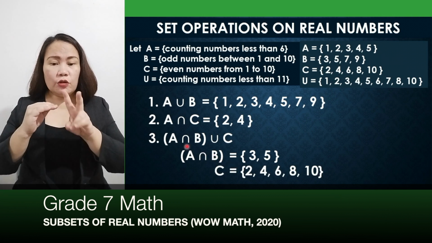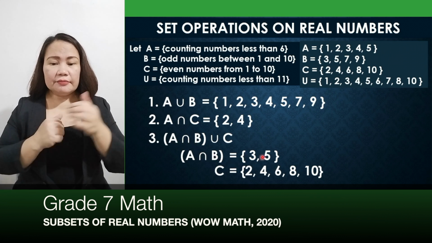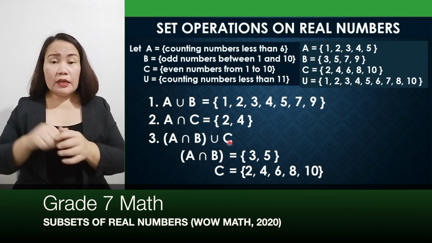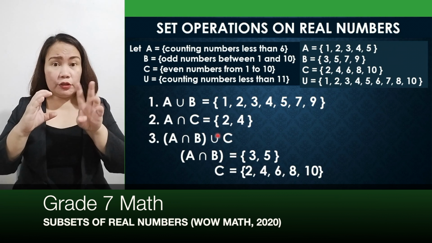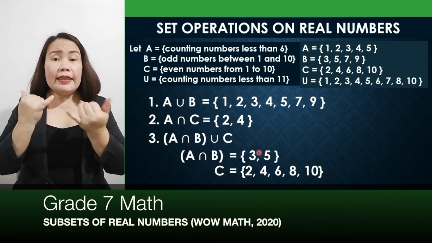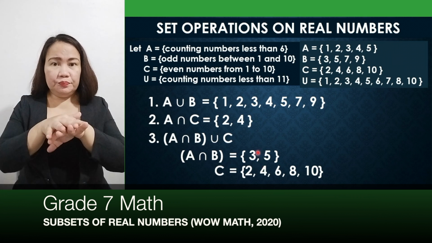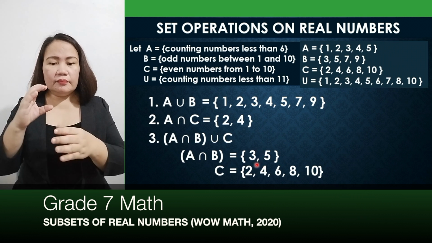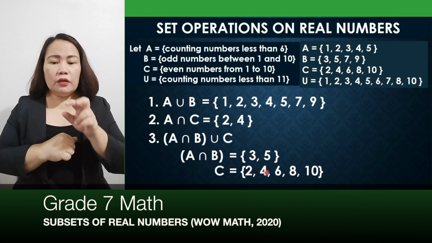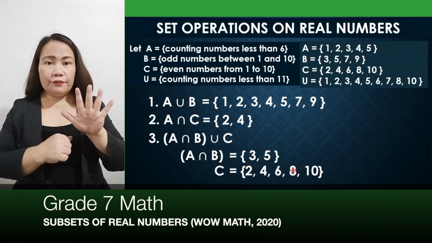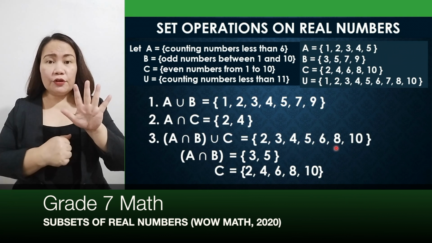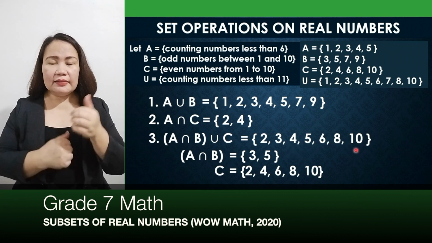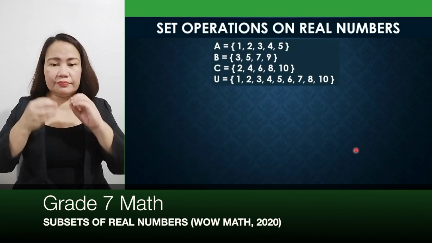Okay, so nakuha na natin yung A intersection B, which is 3, 5. And then yung set C natin, that is 2, 4, 6, 8, 10. So now, we can now get the union. Pagsasamahin natin to ngayon. Okay, so if we will combine these two, we will have 2, 3, 4, 5, 6, 8, 10. So 2, 3, 4, 5, 6, 8, 10.